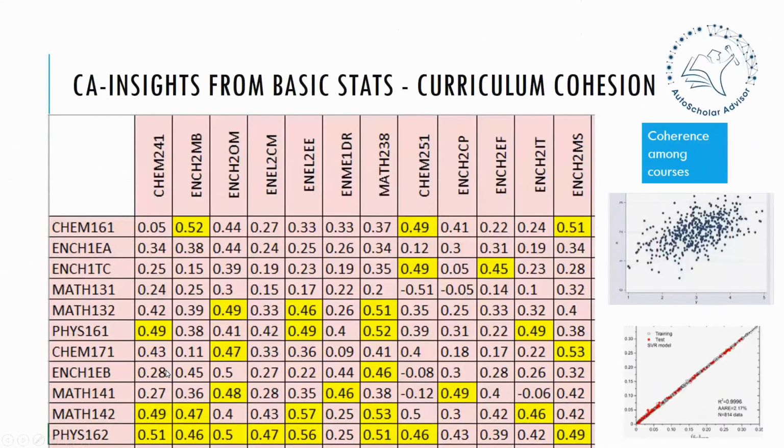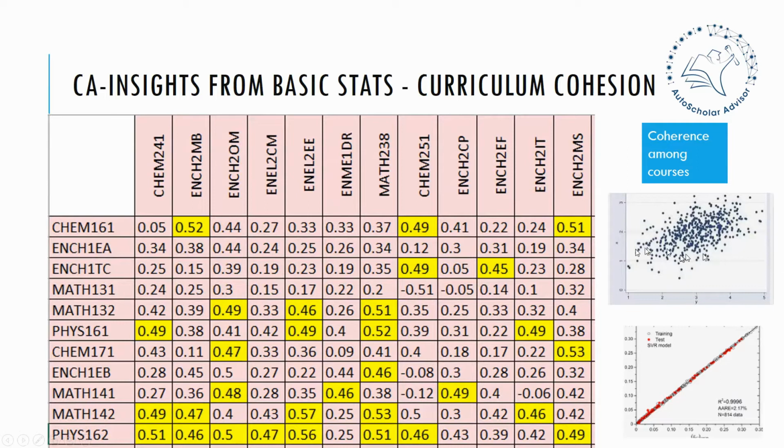Now let's think about the coherence of our curriculum. In other words, which courses are building good foundations for the other courses. To understand this big table of numbers, we have running down the column here our 1st year courses, and running along this row the 2nd year courses.